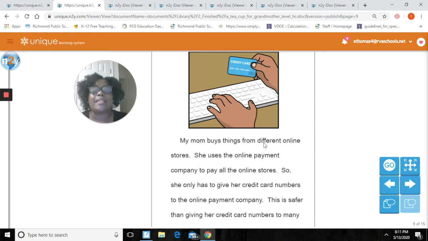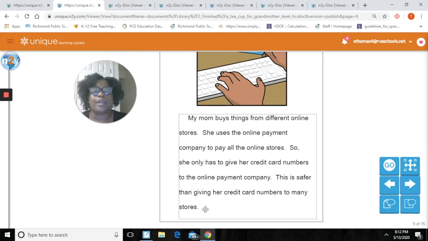My mom buys things from different online stores. She uses the online payment company to pay all the online stores. So she only has to give her credit card numbers to the online payment company. This is safer than giving her credit card numbers to many stores, okay?